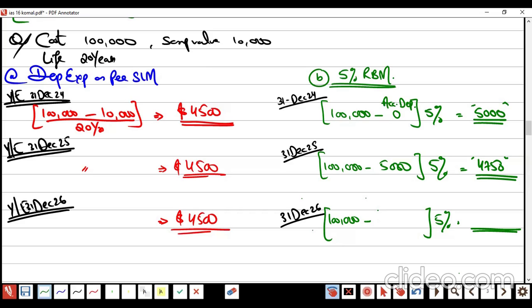Accumulated depreciation means the sum of previous depreciations, right? Yeah. So previous means this is previous, that is previous as well. Both are previous. So you can add them up or deduct, or you can do it like that. How I did, both are acceptable. Am I clear in that or no? Yeah. The answer is 4,512.50.